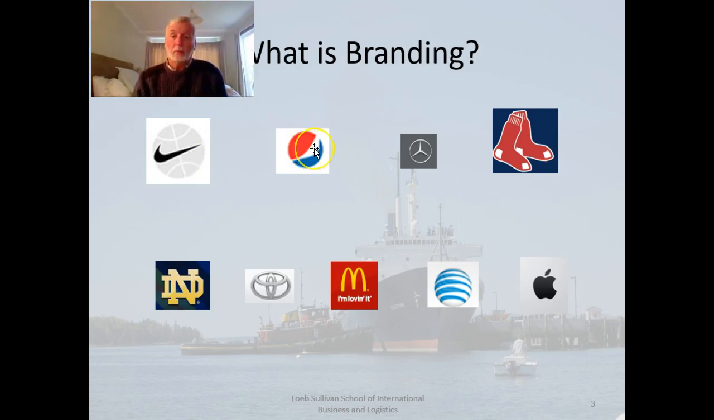Same thing for this one, Pepsi-Cola. You know what Pepsi-Cola is. You know what Mercedes is. I've got my own favorite Boston Red Sox here. Notre Dame, Toyota, McDonald's, AT&T, and Apple. Each one of these has a distinctive brand image that means something to you, the consumer.